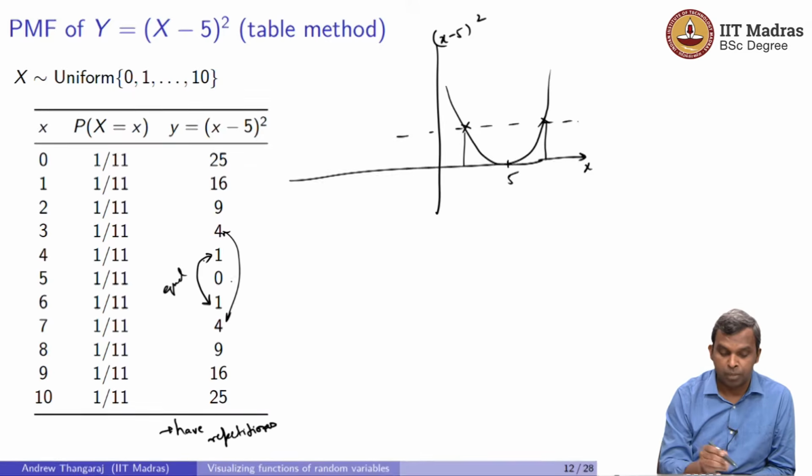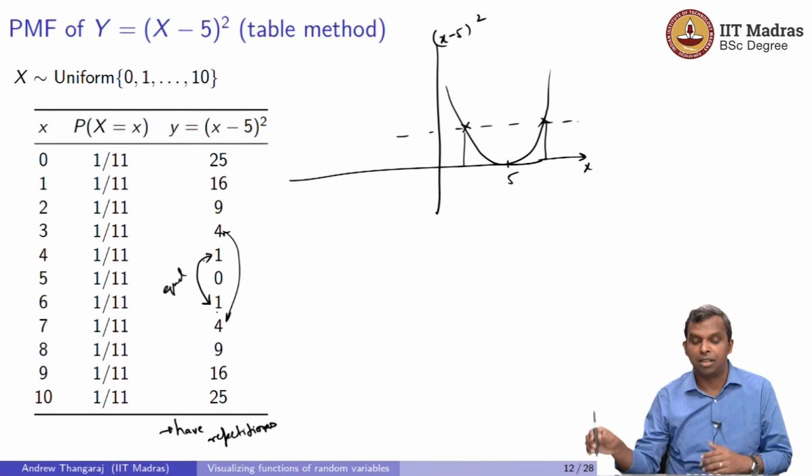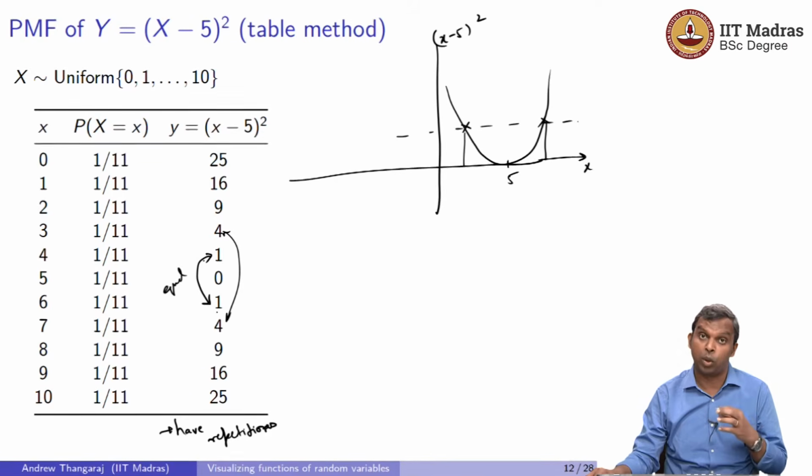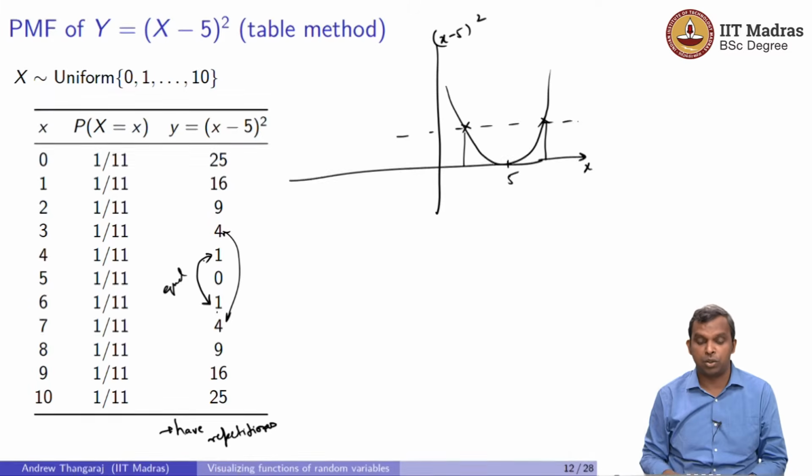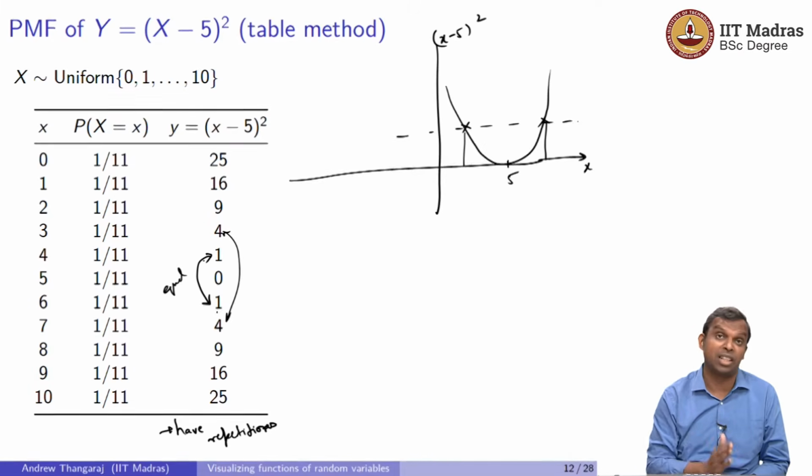For instance, x equals 7 and x equals 3 give you the same value of y, which is 4. Either side, whether you square 2 or you square minus 2, you get the same answer. So 3 minus 5 whole squared is 4, 7 minus 5 whole squared is also 4. So you see this many-to-one nature, and you have repetitions in your table.